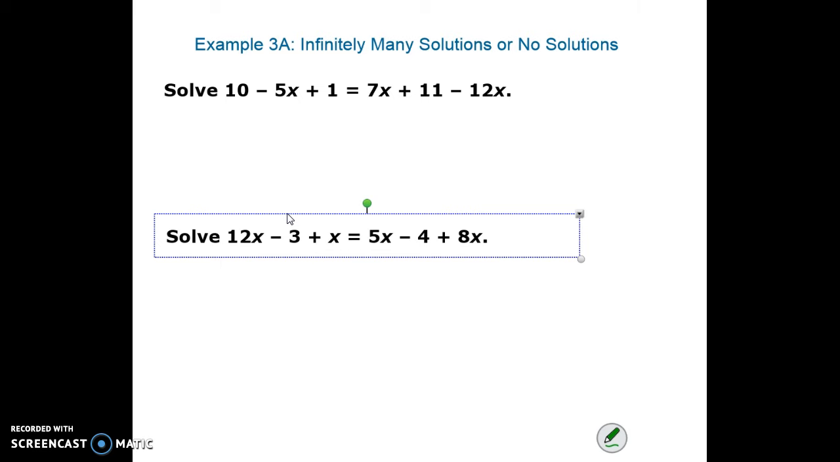I've got a 10 and a 1, so I've got 11. Let me do it this way. Negative 5x plus 11 equals, I've got a 7x and a negative 12x, so that's also a negative 5x, and 11. Wait a minute. At this point, you can say, hey, Mr. Rising, negative 5x plus 11 equals negative 5x plus 11. Of course, if you want to take it one step further, move all the x's to one side. Let's add 5x to both sides.